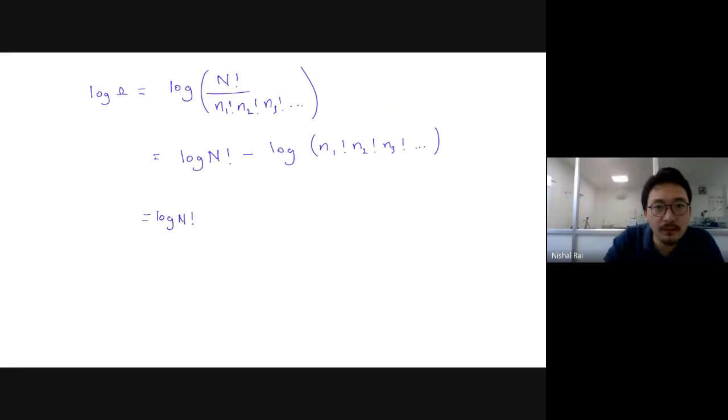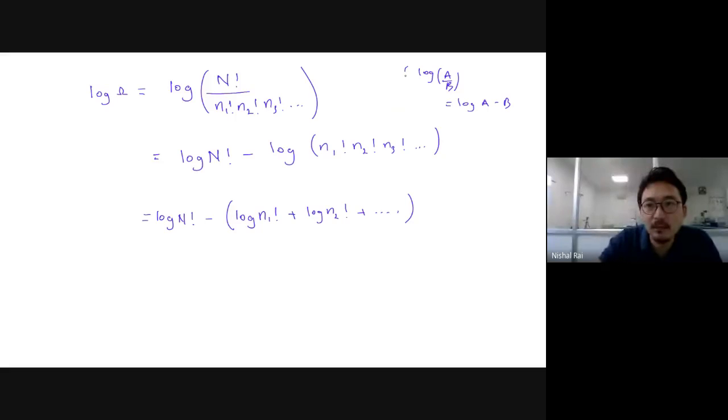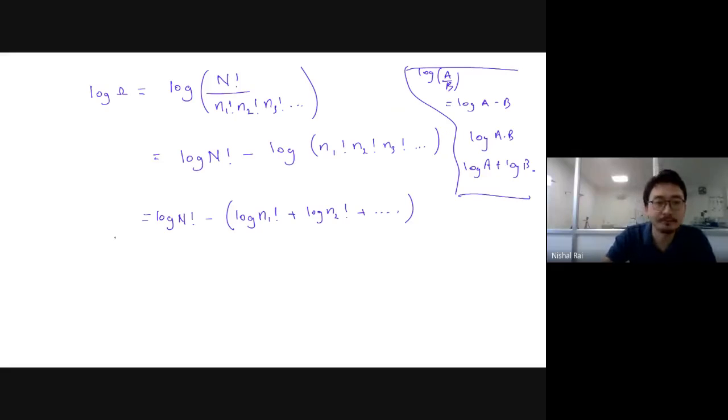N factorial, we can write this as negative log of n1 factorial plus log of n2 factorial, and so on and so forth, where we have used the property, do you all remember, log of a by b should be equal to log of a minus log of b, and log of a into b is given by log of a plus log of b. Here we have used this property.